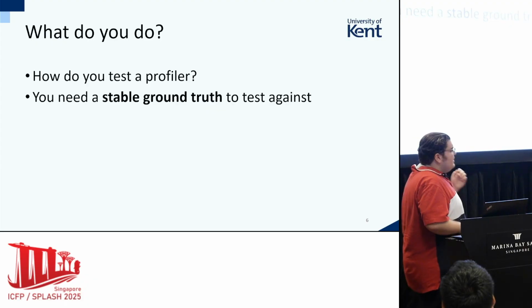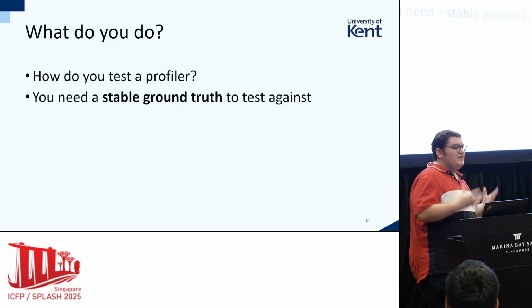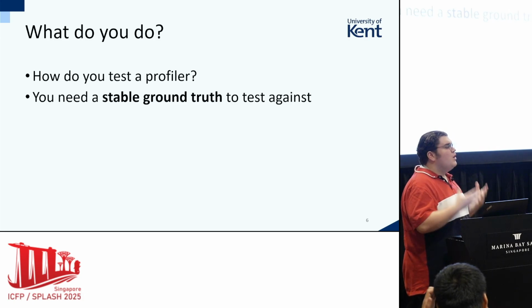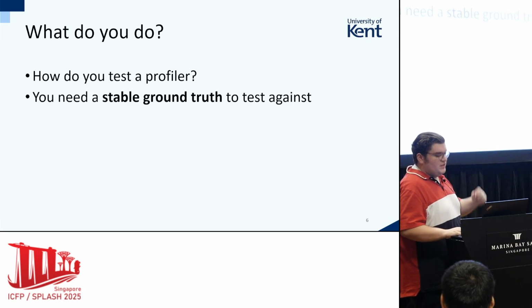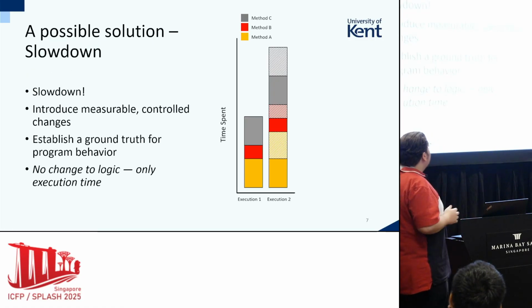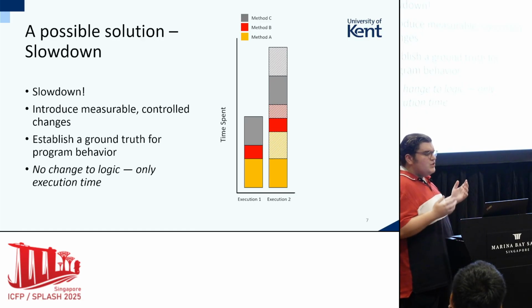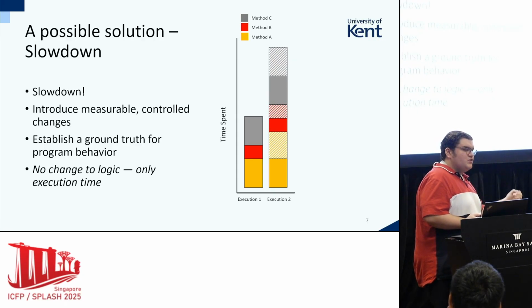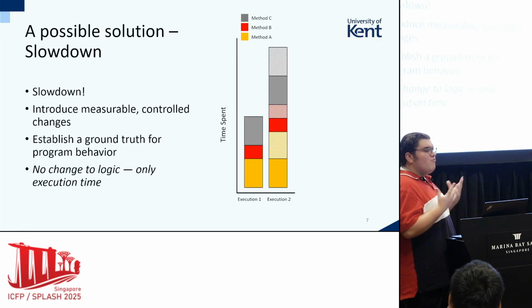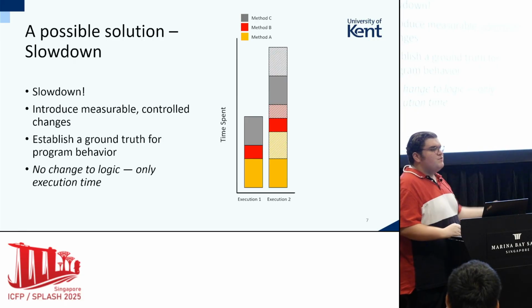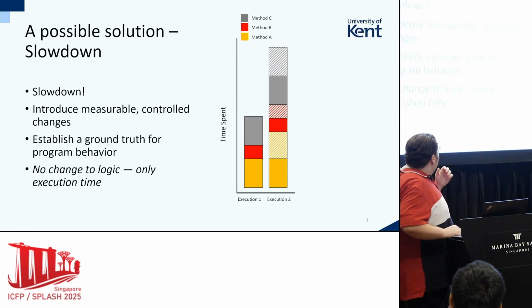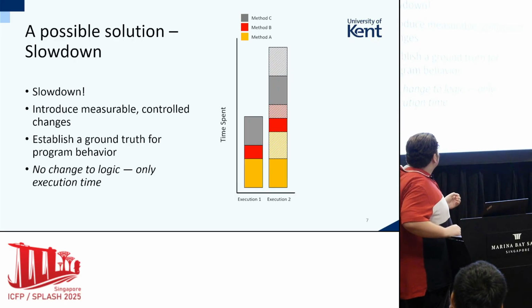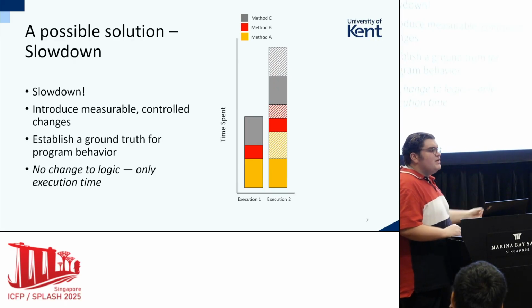What do you do? If you want to test a profiler to see how accurate it is, you need some sort of stable ground truth that you can test against, some known performance behavior that you can be certain exists. A possible solution to this is slowdown. Slowdown is where we deliberately introduce measurable and controlled changes into the program to make the program run longer. Specifically, we're trying to make the methods run for a longer period of execution. We're not changing the logic or the semantics of the program, we're just establishing a new program behavior. It is an approximation of the program behavior.